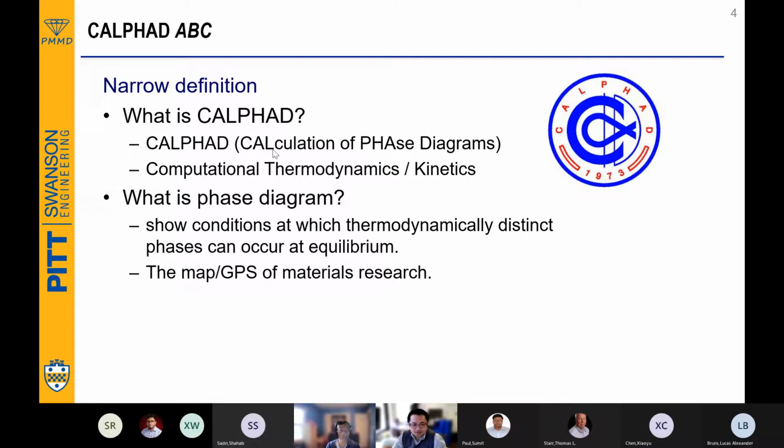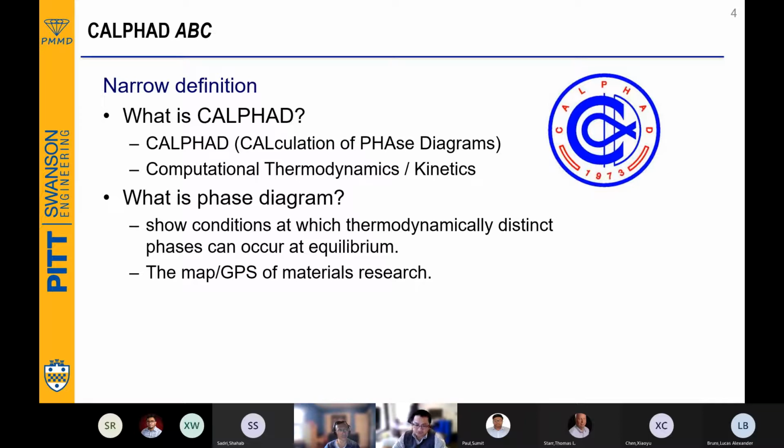So CALPHAD is a short name for the calculation of phase diagrams. We focus on computational thermodynamics. Talking about phase diagrams, if you're talking about materials science, originally metallurgy, we're dealing a lot with phase stabilities.